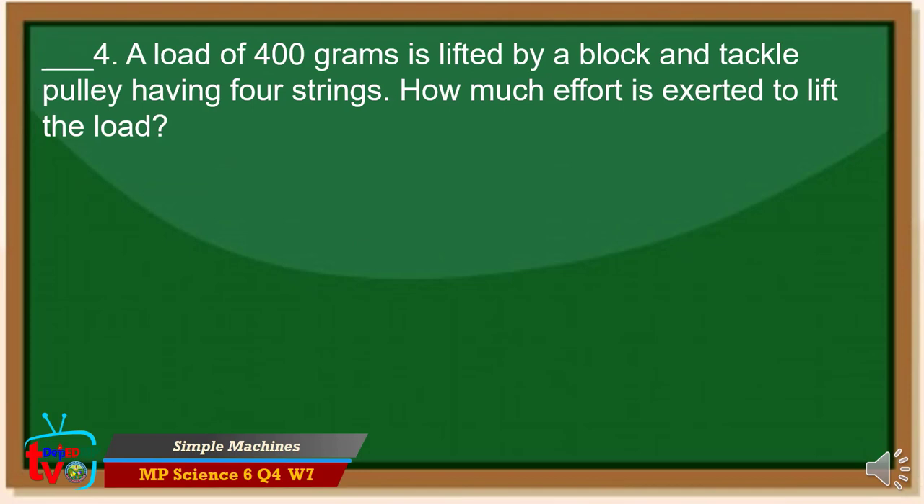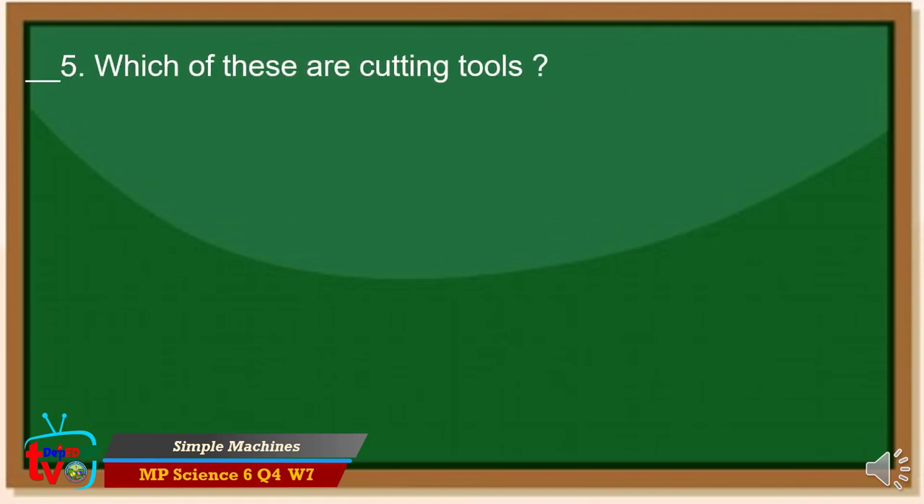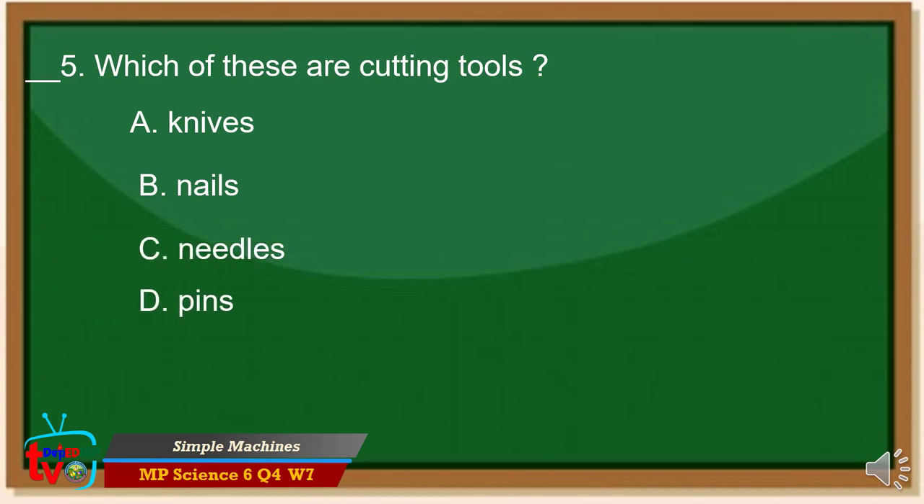Number 4 question. A load of 400 grams is lifted by a block and tackle pulley having 4 strings. How much effort is exerted to lift the load? A. 50 grams. B. 100 grams. C. 200 grams. D. 25 grams. The answer is C. Number 5 question. Which of these are cutting tools? A. Knives. B. Nails. C. Needles. D. Pins. The answer is A.